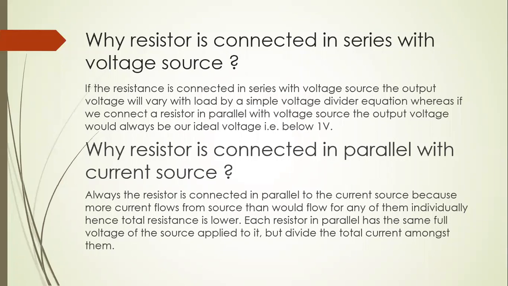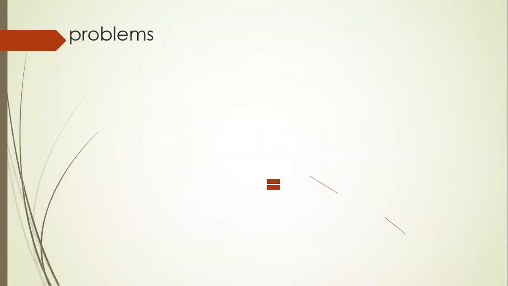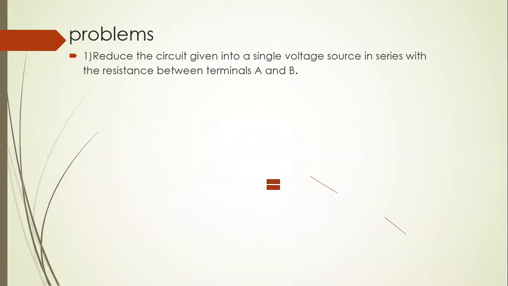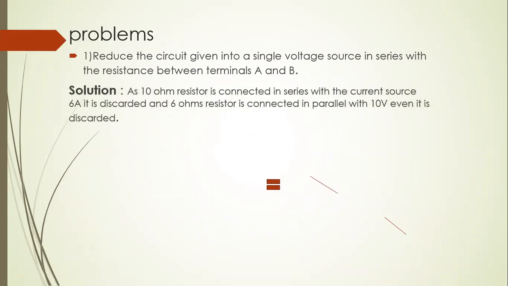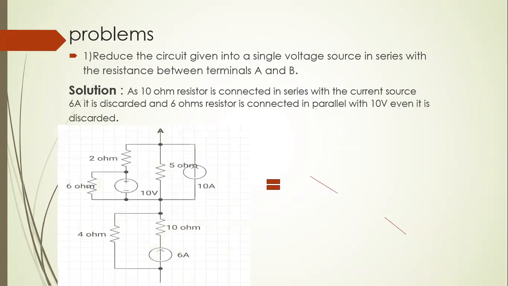Now the next slide shows a couple of problems solved using the source transformation technique. I'll repeat: if a resistor is connected in series with a current source, it is discarded. If a resistor is connected in parallel with a voltage source, even that is discarded. Keeping this in mind, let's proceed to the problems.